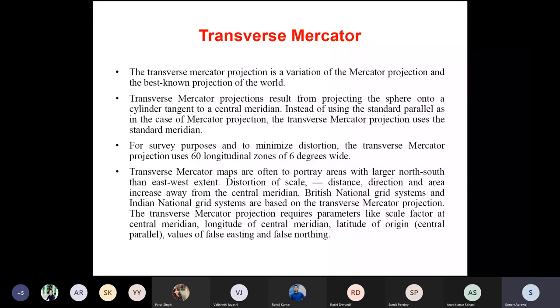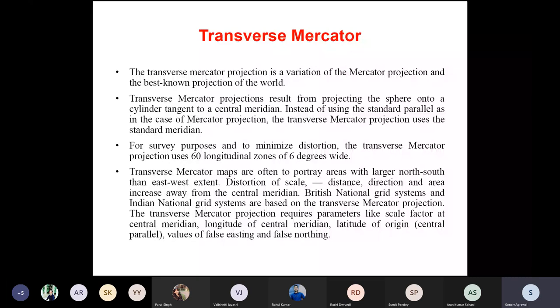Instead of using the standard parallels as in the case of Mercator projection, the transverse Mercator projection uses the standard meridian. For surveying purposes and to minimize the distortion, the transverse Mercator projection uses 60 longitudinal zones of 6 degrees wide. We will cover this point later in UTM. Transverse Mercator maps are often used to portray areas with larger north to south than east to west extent.